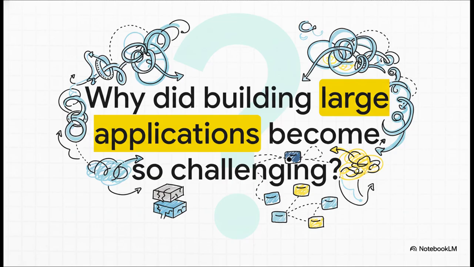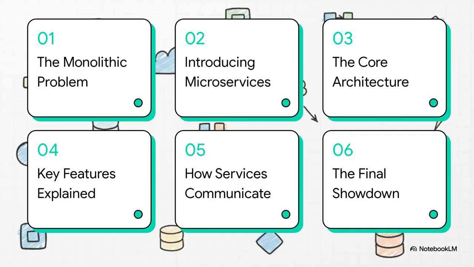So let's jump into the problem they were actually built to fix. And you'll see exactly why this huge shift in thinking was, well, so necessary. So here's what we're going to cover. We'll kick things off with the old way, the monolithic problem. Then we'll bring in microservices, see how they're structured, what their key features are, and how they talk to each other. And we'll wrap up with a final showdown to clear up some common confusion.